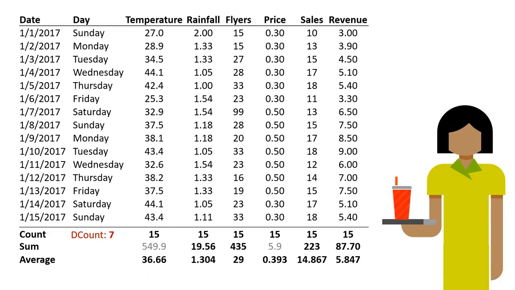The minimum is the lowest value in the dataset for a given field. For example, Rosie can see that the lowest daily income from lemonade sales was $3. Conversely, the maximum is the highest value for a given field in the dataset. The most money Rosie made in a single day was $9.